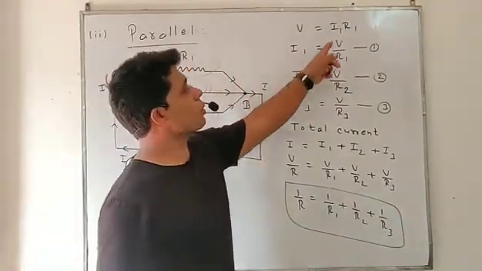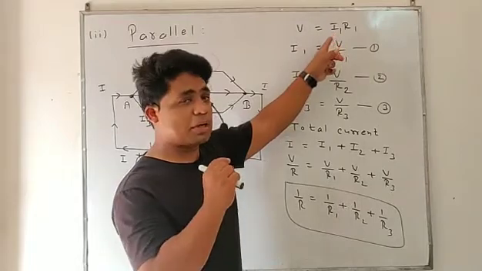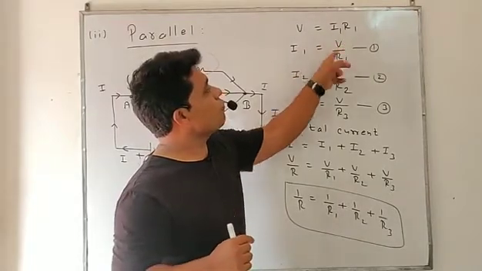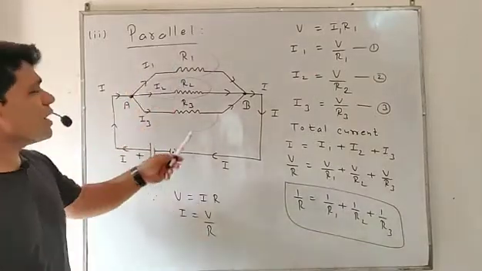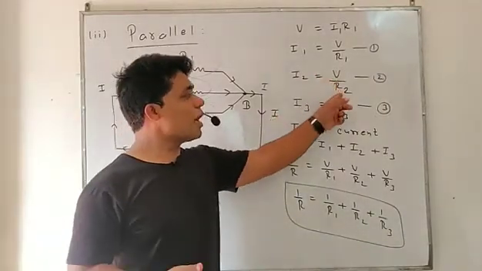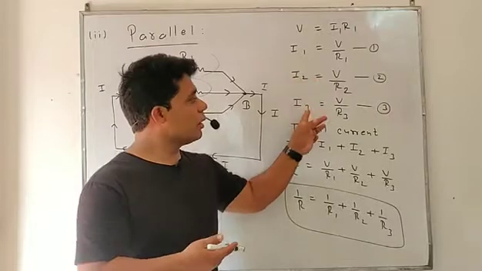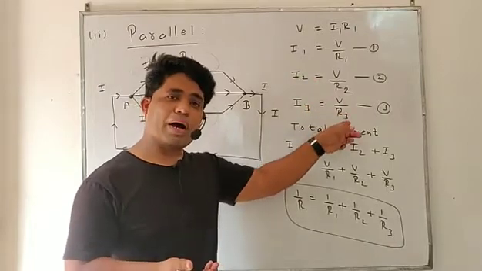I applied Ohm's law. Solving for the current, I1 will be V by R1. Similarly, we can find the current for the second and third wire. It will be I2 equals V by R2 for the second, and for the third, I3 equals V by R3.